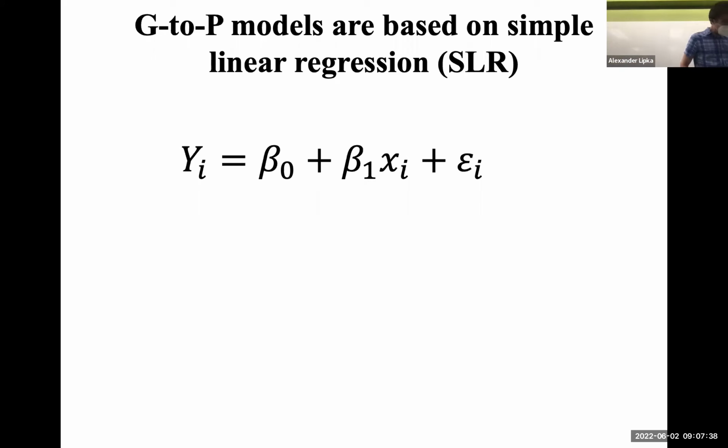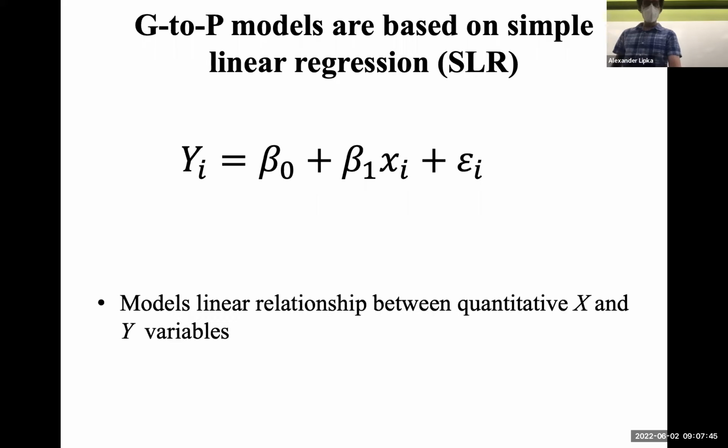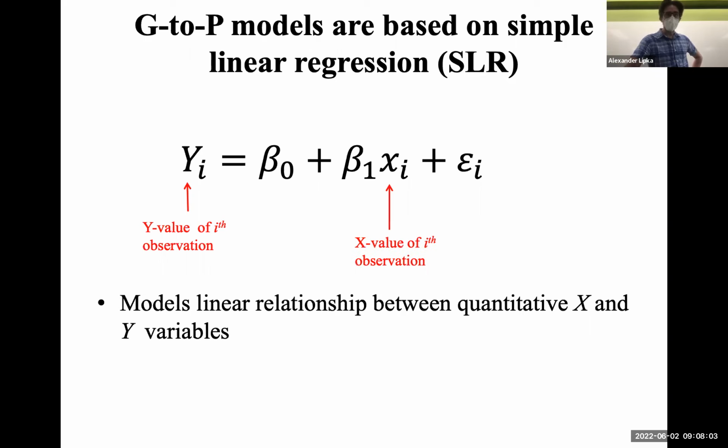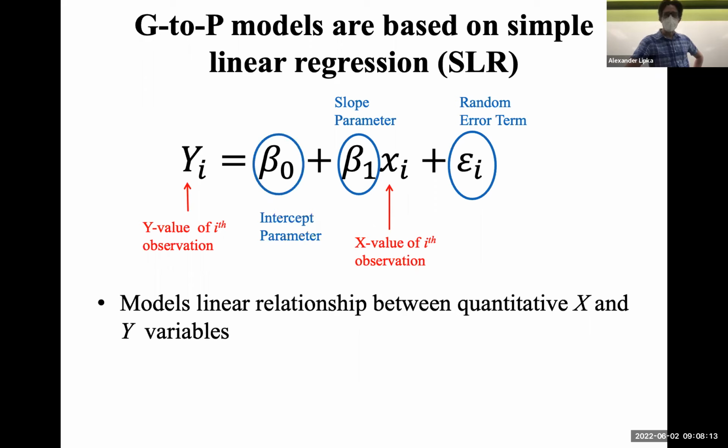That is the genesis, if you will, of all of these G to P models: simple linear regression. We have a quantitative X variable and a quantitative Y variable, and we model the linear relationship between X and Y. This is the Y value for the ith observation, this is the X value for the ith observation, this is the intercept parameter, this is the slope parameter, and this is our random error term.